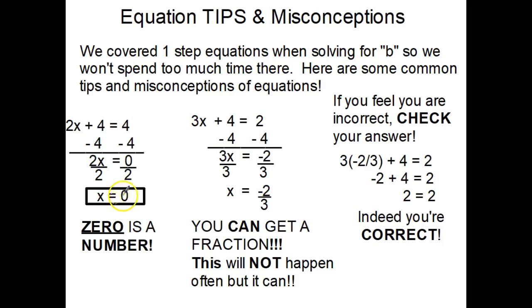And this makes sense because, I'll just show you in general, when I substitute 0 back into the equation, 2 times 0 is 0. 4 is then equal to 4. We know that's the solution.